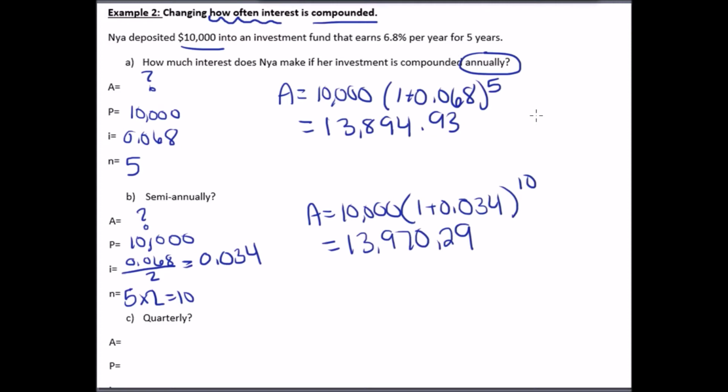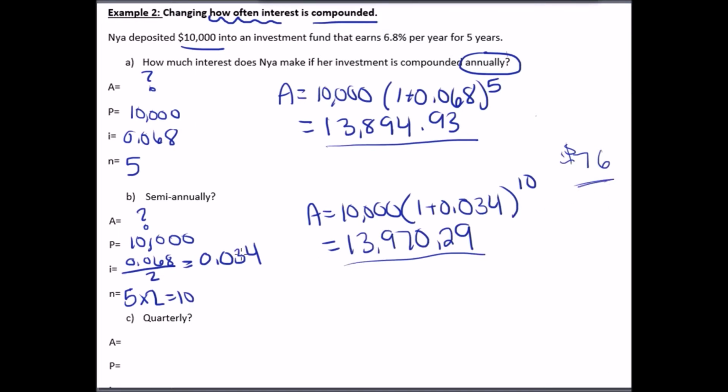So, let's compare these. 13 is the same, so 894 versus 970. So just going from getting paid out annually to semi-annually, it's about a $76 difference. So let's go approximately $76. That's a lot. I'll take $76. Maybe buy me a new pair of shoes.